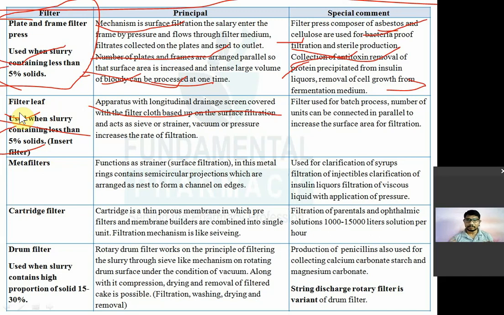Now next one is the cartridge filter. So what does cartridge mean? Cartridge is nothing but a thin porous membrane in which pre-filtration and membrane filters are built up and joined together into a single unit. The filtration mechanism is like sieving. Now remember this special comment: it is used for the filtration of parenteral and ophthalmic solutions.